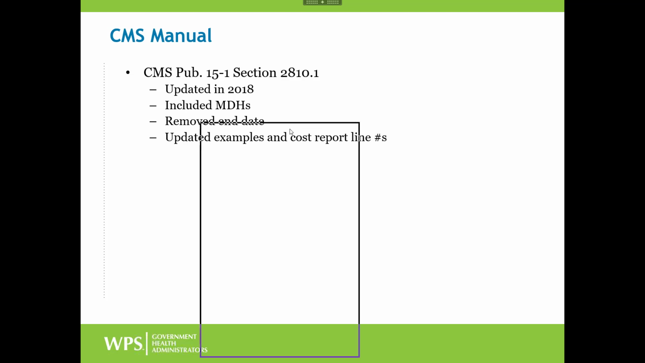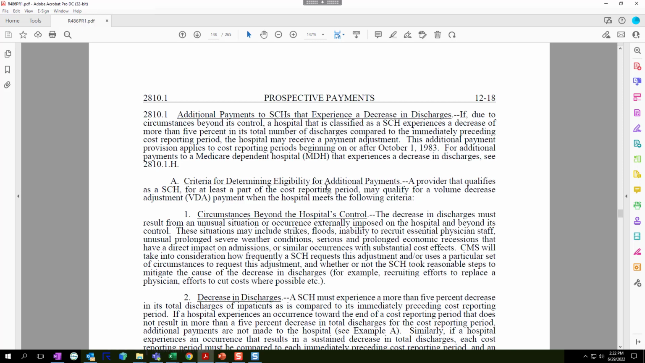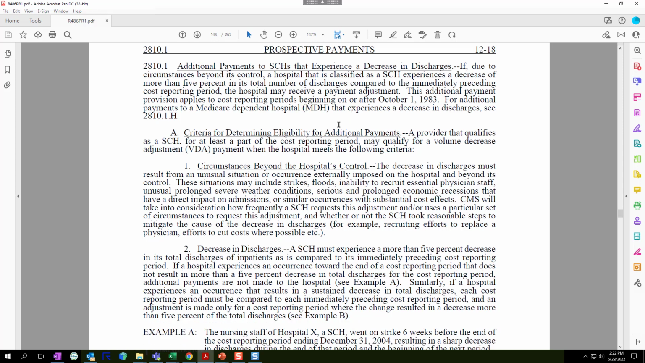Now I'm just very briefly going to open up the policy manual. It's pretty lengthy, so we're not going to go into great detail on it. I'm going to talk about that throughout the slides. But 2810.1, there's a lot of similarity between the regulations and this, but of course the policy expands on it quite a bit. So it talks about the criteria.